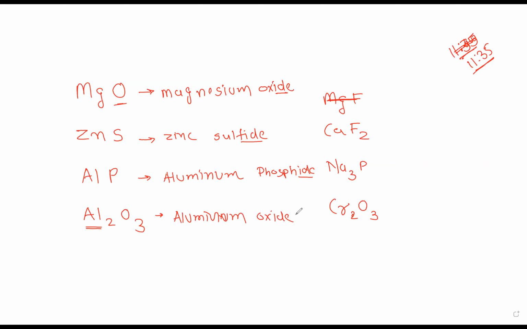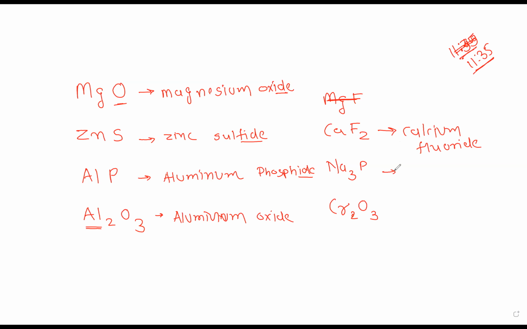All right. Moving on to the next example, CaF2. What are we going to call it? Calcium iodide? Fluoride? Fluoride, right? This is F. Iodide is I. This is F. So calcium, that is right. F is fluorine, so we are going to call it a fluoride.